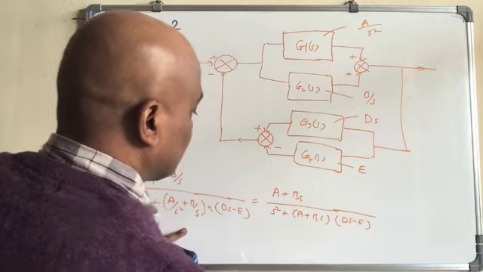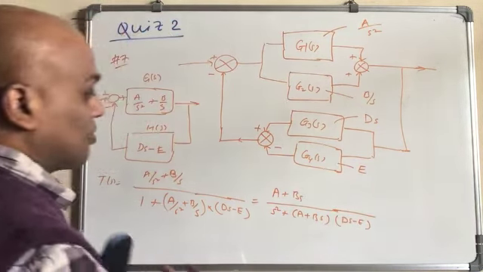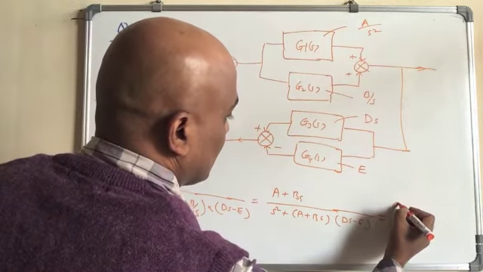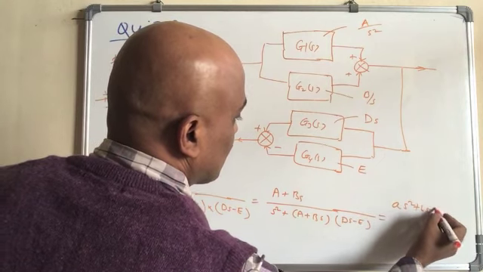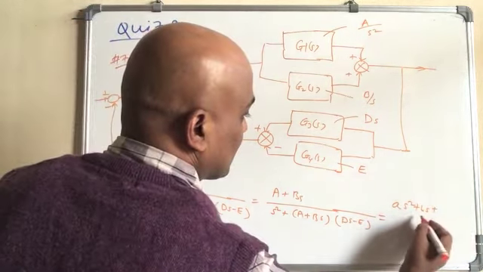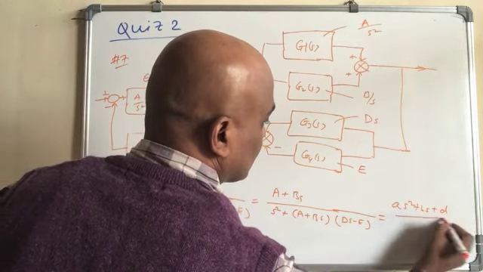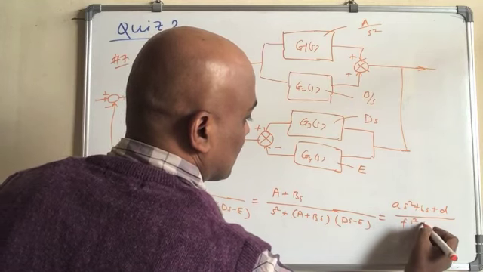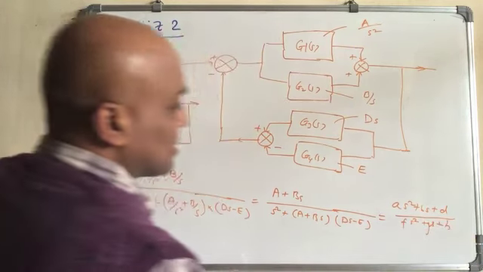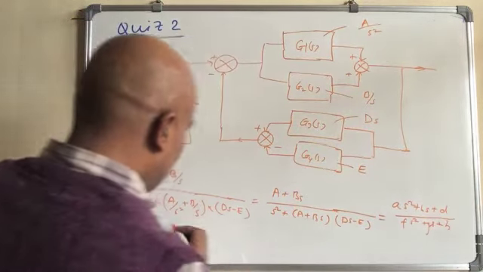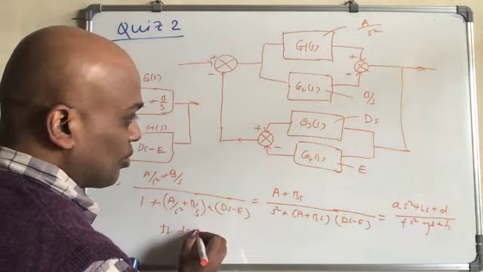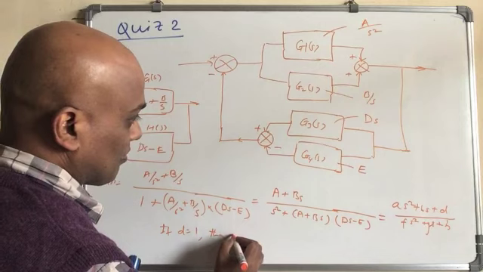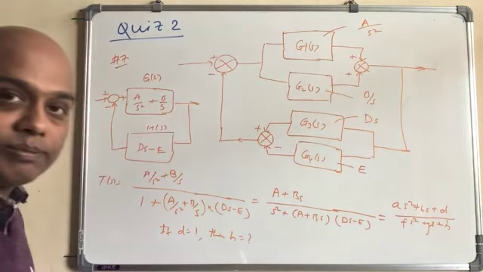The question is: if this is equal to (A S square plus B S), then (F S square plus G S plus H), given that if D equal to 1, then H equal to 1. That's what the question asks.